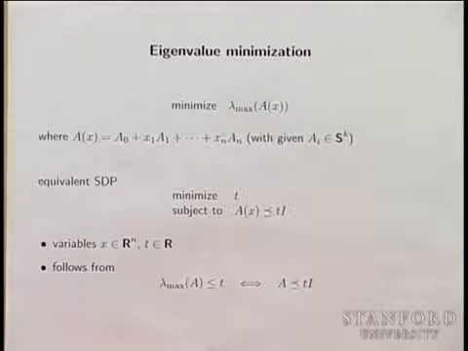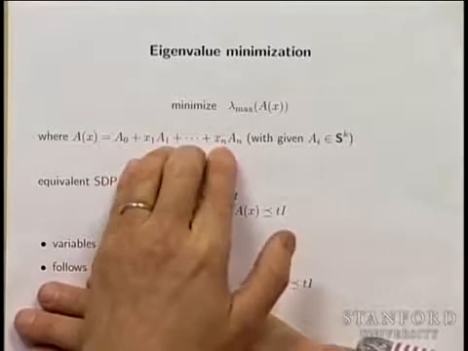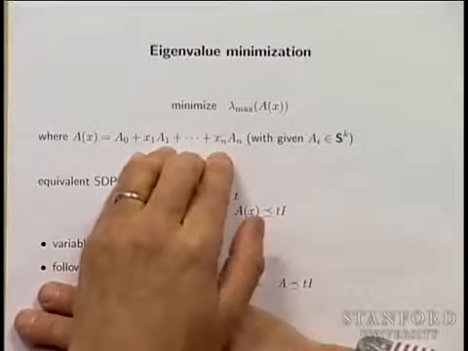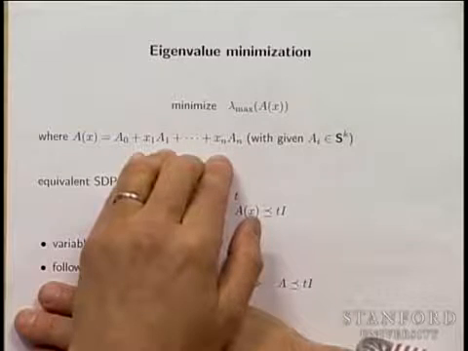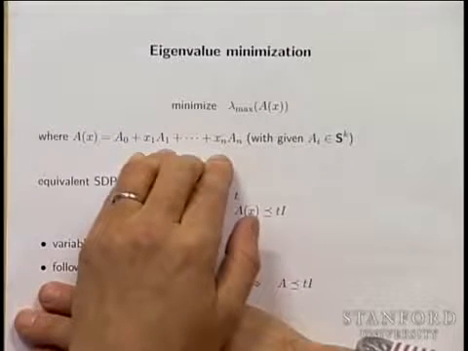Now, let me just point something out. That's a really complicated problem, right? Because you take this matrix. So far, it's fine. Every entry of this matrix is an affine function of x. But now, to get the maximum eigenvalue, you form the characteristic polynomial.